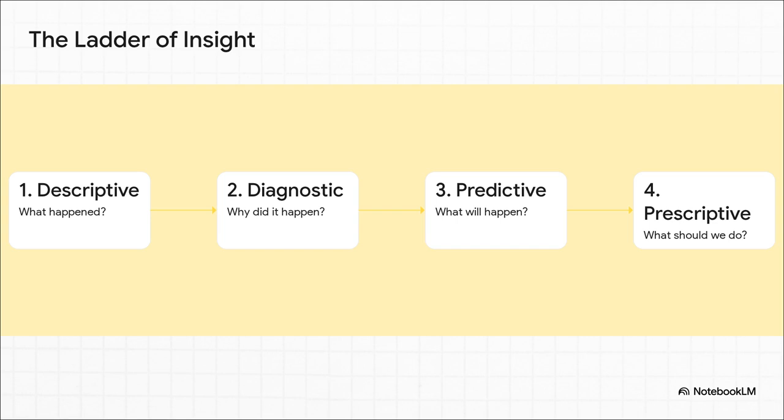It's so simple, but so powerful. It all starts with the most basic question: what happened? Then you climb a rung and ask, okay, why did it happen? From there, you look to the future. What will happen? And you reach the top with the most important question of all. What should we do about it? See how each step builds on the last?